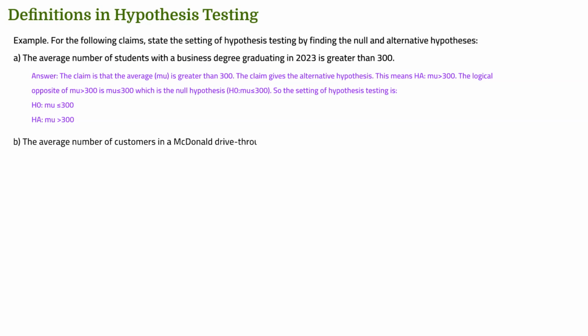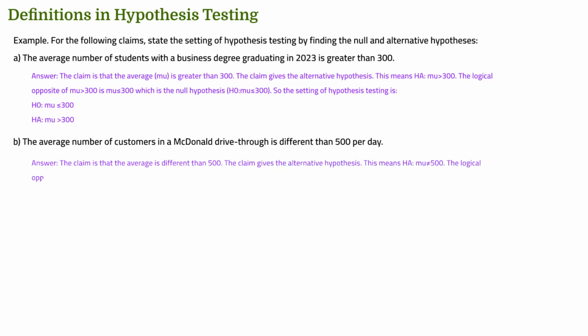B, the average number of customers in a McDonald's drive-thru is different than 500 per day. The answer, the claim is that the average is different than 500. The claim gives the alternative hypothesis. This means HA is mu not equal to 500. The logical opposite of that is mu equal to 500, which is the null hypothesis. So the setting of hypothesis is that H0 is mu equal to 500 and HA is mu not equal to 500.